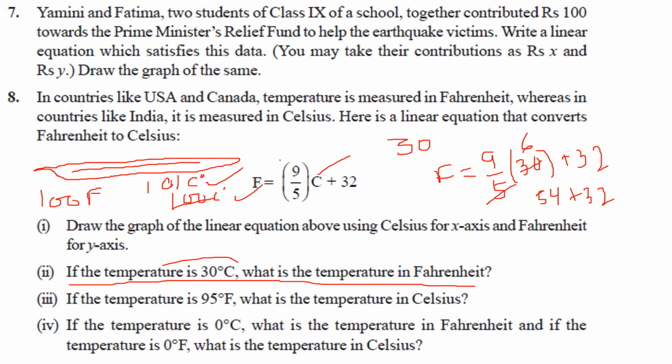Similarly, now they are saying in the third part, if temperature is 95 Fahrenheit. So this time they have given you the value of y and they are asking the value of x. Very simple. Put this value in F, you will get the answer in C. Very simple it is. Similarly, you will try the fourth part also.